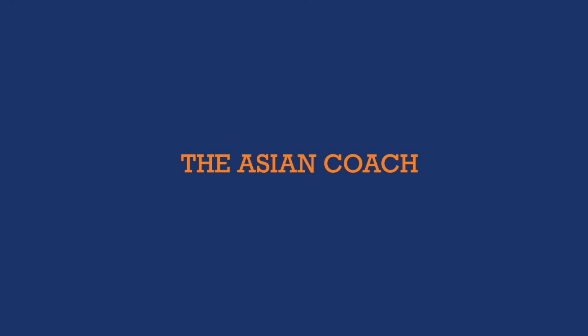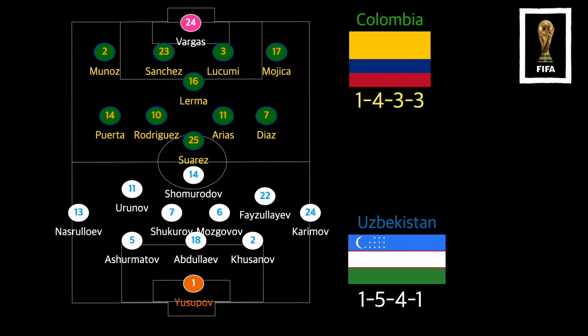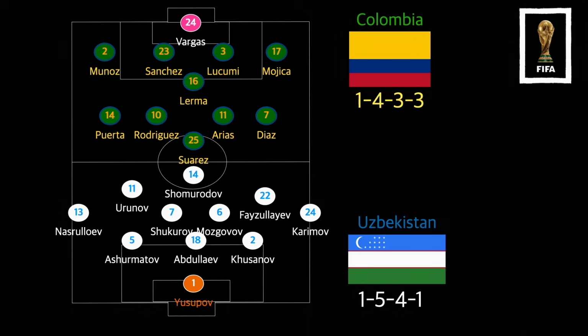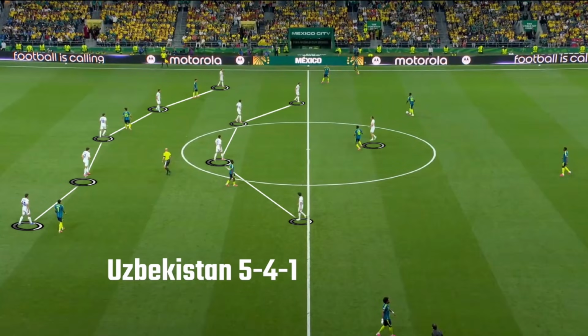Uzbekistan's first ever World Cup appearance, a brave and impressive performance under coach Cannavaro. Starting lineup. Uzbekistan set up in a compact, narrow, Cannavaro-style low block, organized under Cannavaro's leadership.